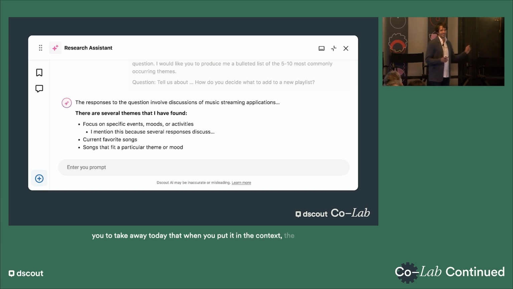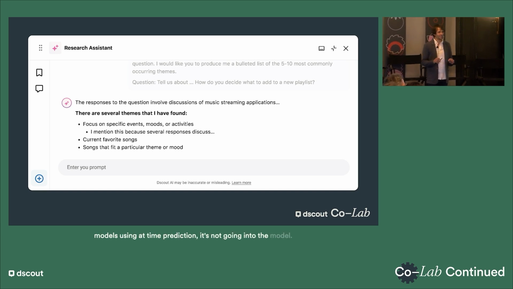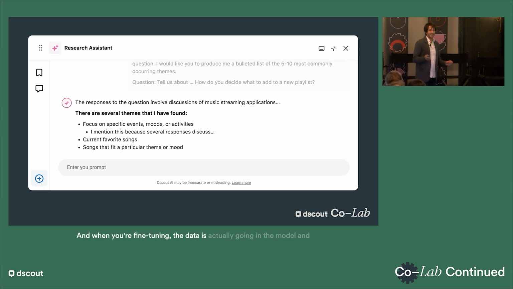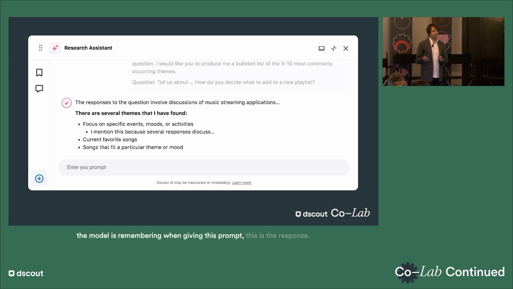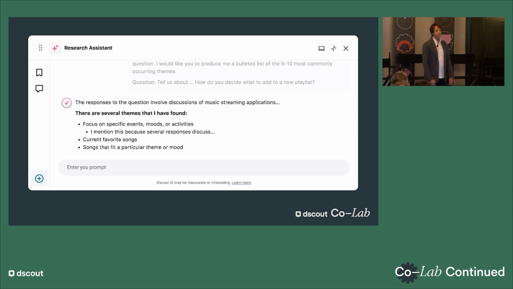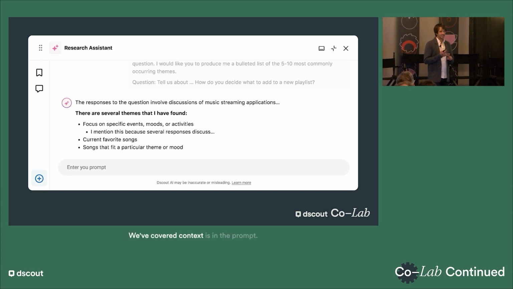And so when you're taking these two different approaches, I want you to take away today that when you put it in the context, the model's using it at time of prediction, it's not going into the model. And when you're fine-tuning, the data is actually going in the model, and the model is remembering when given this prompt, this is the response. So now I'm hoping we've covered prompting, we've covered context is in the prompt. Prompt is how you interact. Context is the data that's in the prompt. We talked about fine-tuning. And now what we can do is ask better questions about building our own products, how people are using your data in the products that they have, and now we can take our problem that we've been solving one step further.